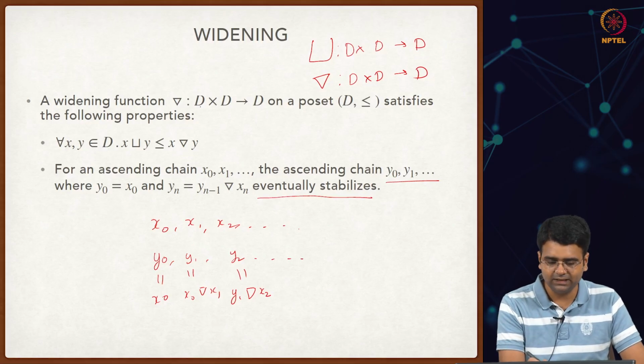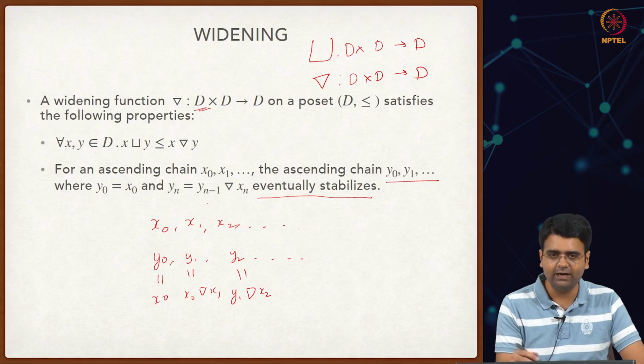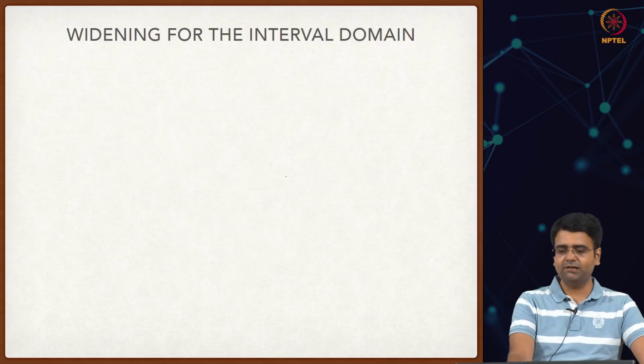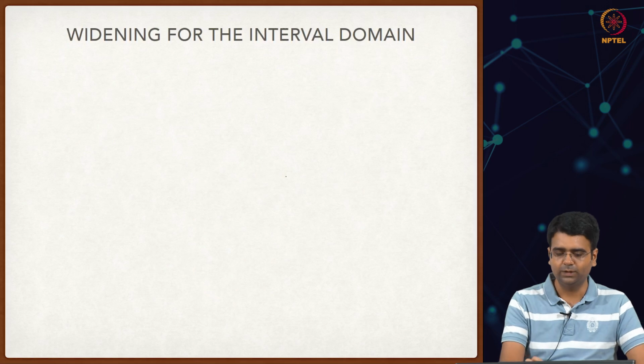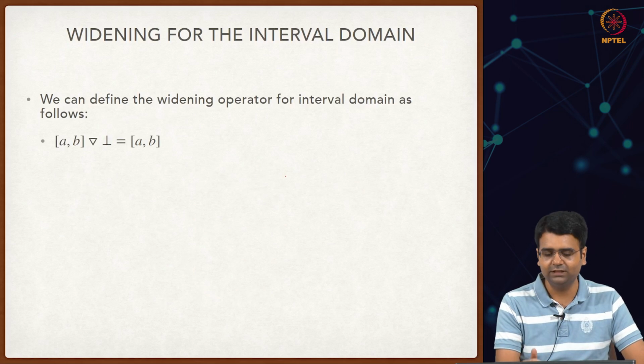So even though the abstract domain D may not satisfy the ascending chain condition, the widening function is defined in such a manner that even if you take an infinitely ascending chain, the other ascending chain which uses the widening operator is guaranteed to stabilize. So let us illustrate this widening function for the interval domain. The widening operator for the interval domain is defined as follows.